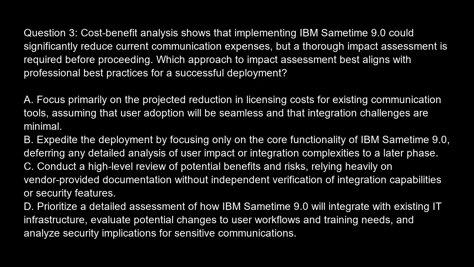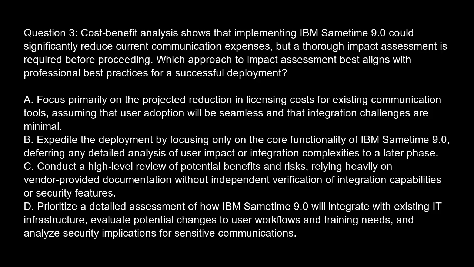Option A. Focus primarily on the projected reduction in licensing costs for existing communication tools, assuming that user adoption will be seamless and that integration challenges are minimal. Option B. Expedite the deployment by focusing only on the core functionality of IBM Sametime 9.0, deferring any detailed analysis of user impact or integration complexities to a later phase. Option C. Conduct a high-level review of potential benefits and risks, relying heavily on vendor-provided documentation without independent verification of integration capabilities or security features.